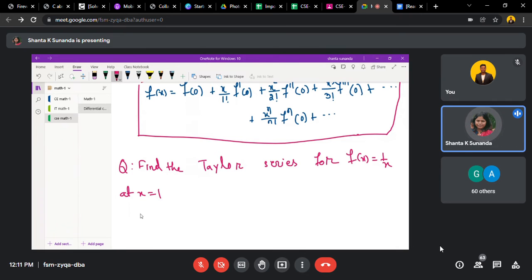So you will consider an interval around 1, and we will make sure that x is non-zero. You can consider the interval as 0.5 to 1.5, or it can be 0.9 to 1.01. This is how you can consider your interval. So here, let me do this one.